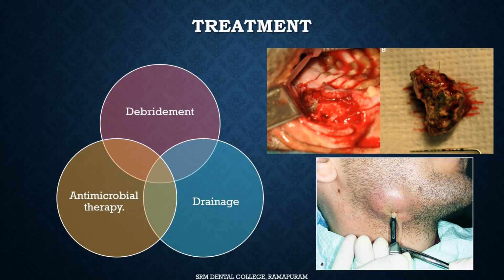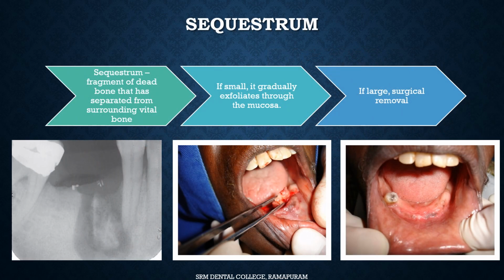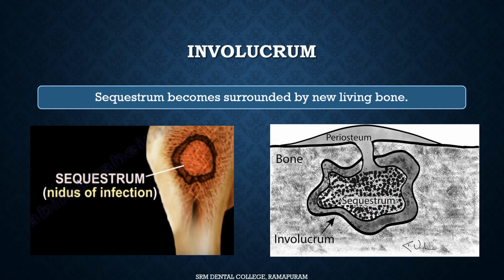The management of acute suppurative osteomyelitis involves debridement, drainage, and antimicrobial therapy. When the intensity of the disease decreases either spontaneously or under treatment, a sequestrum usually forms. As said previously, a sequestrum is a dead bone that separates from the surrounding living bone by the action of osteoclasts. If this sequestrum is small, it exfoliates through the oral mucosa by the formation of a sinus. If it's large, it has to be removed surgically. In some cases, this sequestrum may become surrounded by new living bone, and this is known as an involucrum.